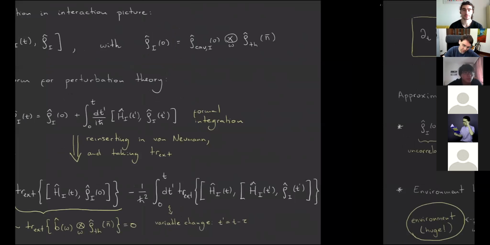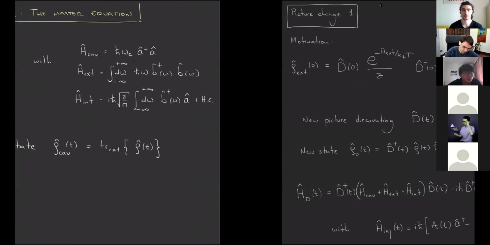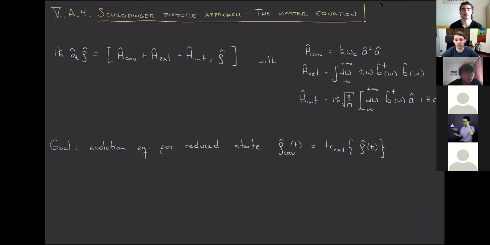So let me go a bit to the beginning of the story. I remind you that in this part of the chapter, we were dealing with how to describe open systems. In particular, we already did how to describe open systems with the example of an open cavity in the Heisenberg picture. And then last week, we did it as well in the Schrodinger picture. In the Schrodinger picture, which is where we are now, what we get is a master equation.